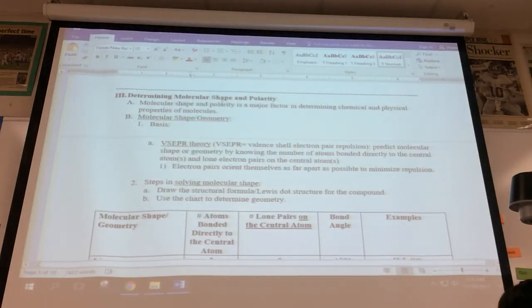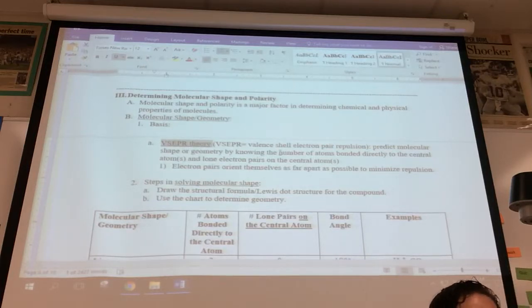Shape and polarity are both very important in determining properties of molecules, and that's why we need to be able to determine shape or geometry and polarity. To determine shape or geometry, we're going to use a theory known as VSEPR, valence shell electron pair repulsion. This allows us to predict the shape or geometry based on how many atoms are attached to the central atom and how many lone pairs are on the central atom.